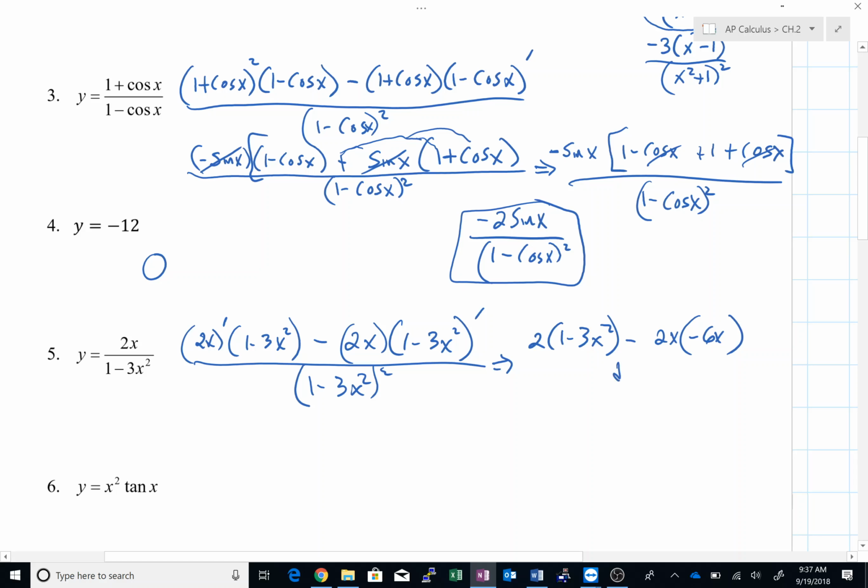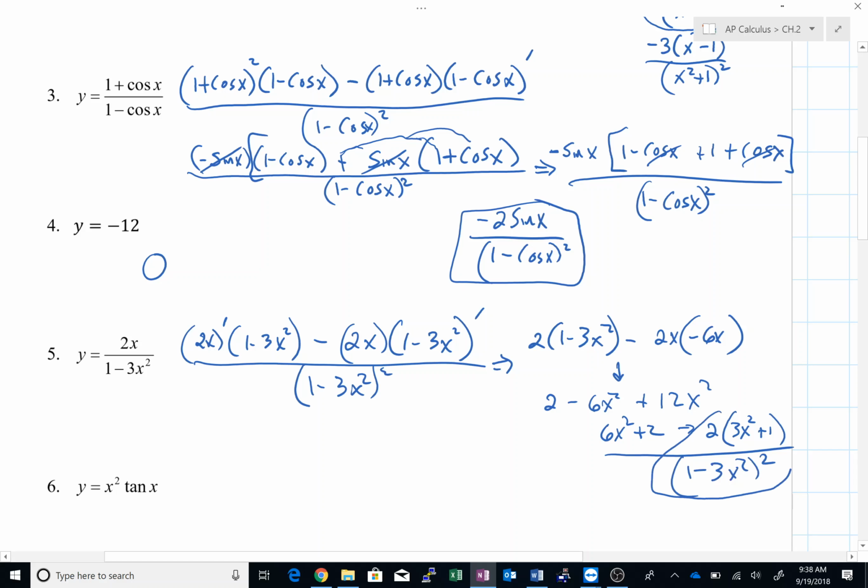All right, I'm just going to clean this up first before I copy the bottom down here. So I'm going to just FOIL or factor through things here. I got 2 minus 6x squared plus 12x squared. All right, 12x squared minus 6x squared gives me 6x squared plus 2. I could pull a 2 out. That leaves me with 3x squared plus 1 all over 1 minus 3x squared, squared.